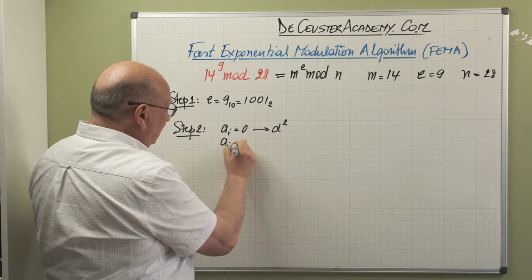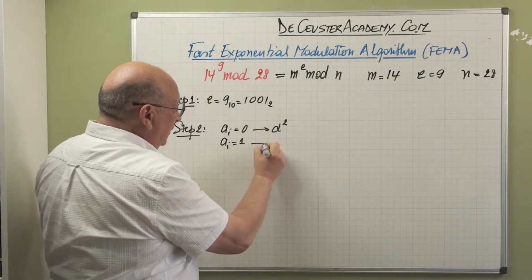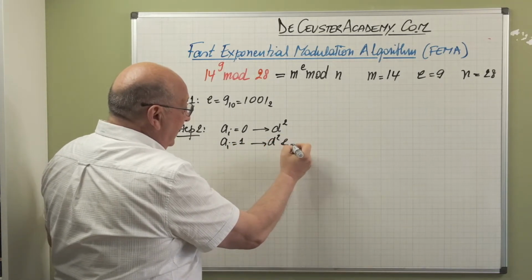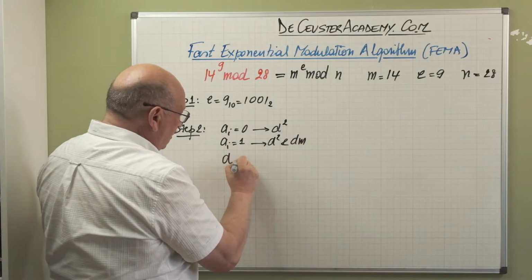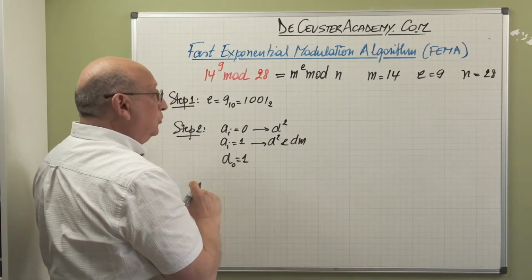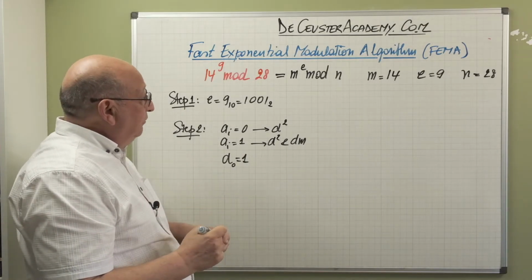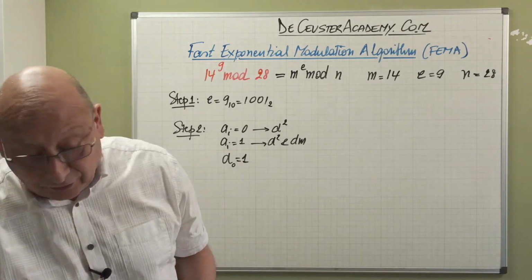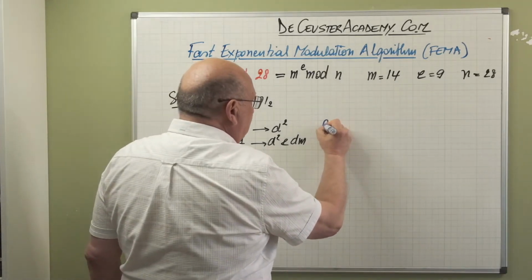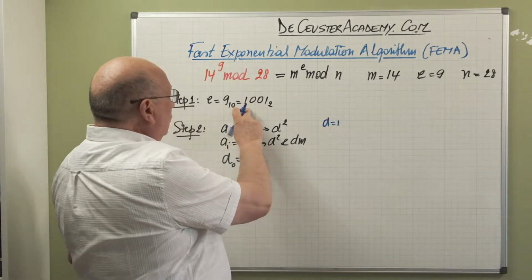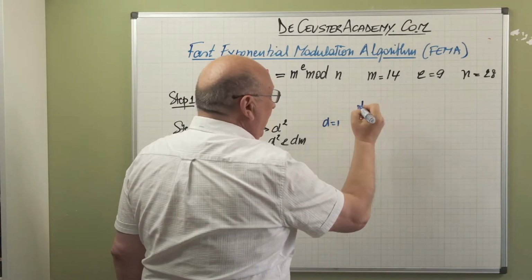When the coefficient is equal to 1, then we have d squared times m, and we start with d initial, d0, equal to 1. So let's have a look at how this works, and I will do it in blue. So we will see this. First of all, we say d is equal to 1. The first number here is 1.